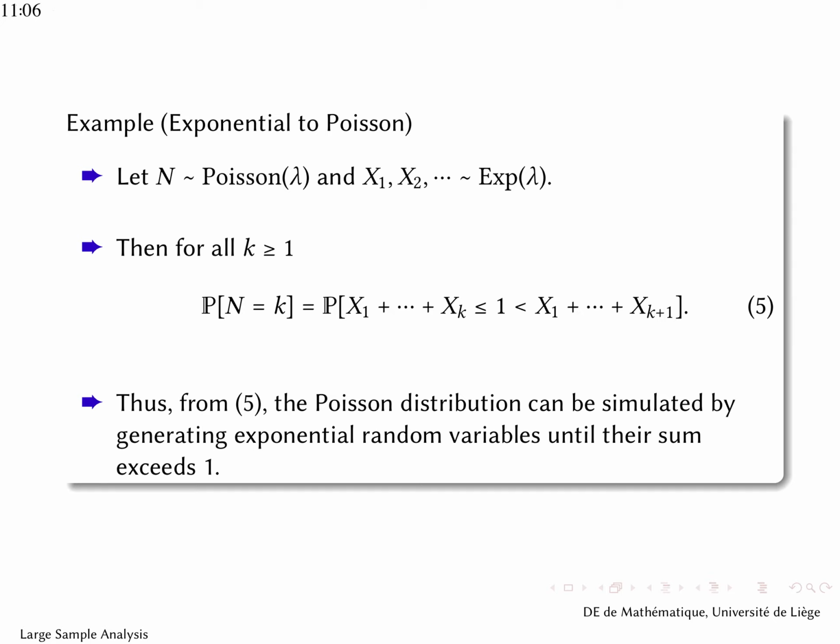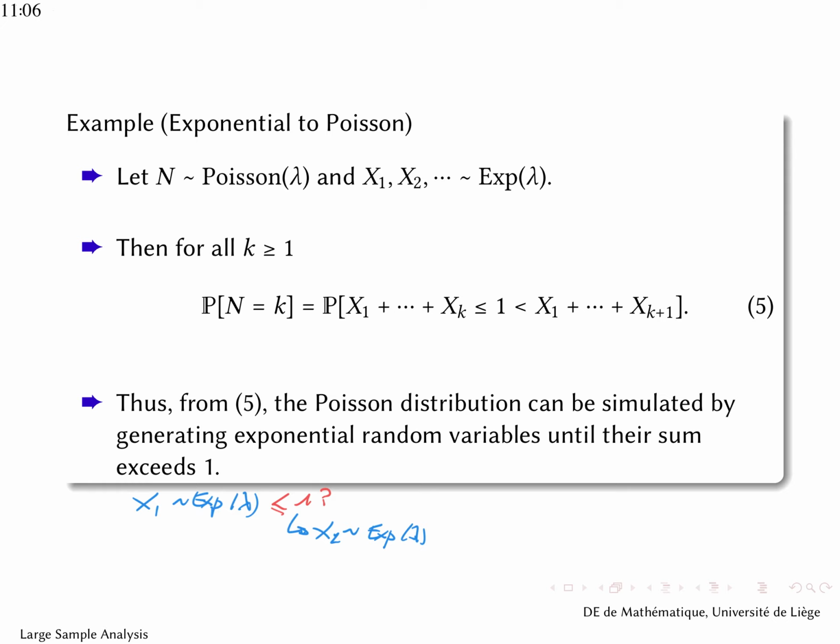So in practice you will start by simulating a random variable which follows an exponential distribution. You look at its value. If it is smaller than 1, you continue, you do the same, you add another random variable which is exponentially distributed. These can be simulated using inverse transform sampling.